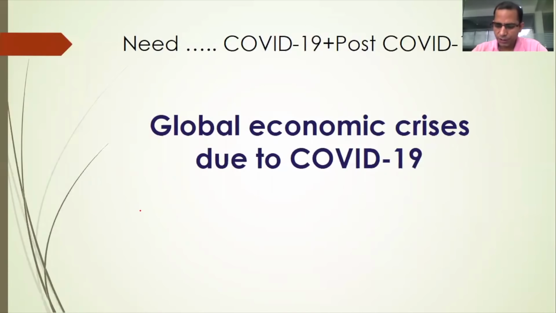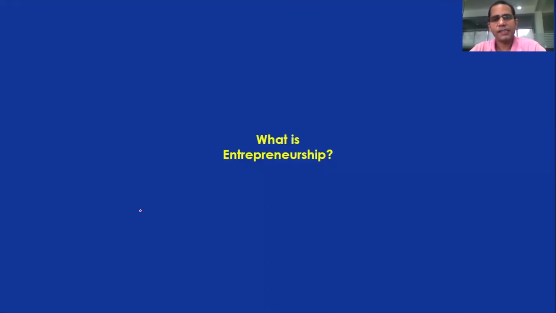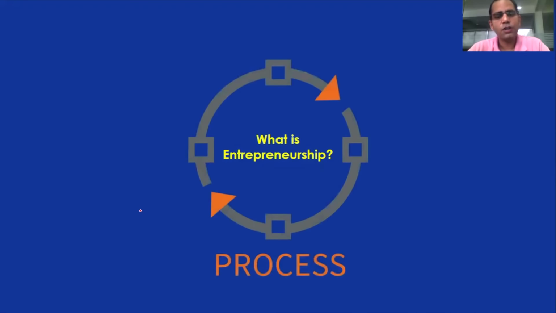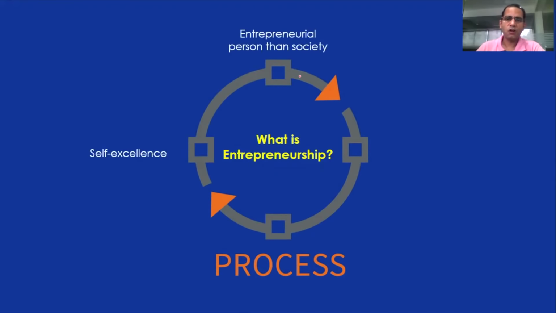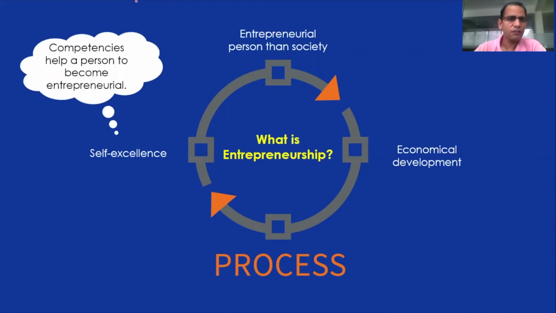Now, given the overall situation, what option do we have? This is entrepreneurship. So let's understand entrepreneurship. Entrepreneurship is a process of self-excellence, the process of building an entrepreneurial person and then an entrepreneurial society, the process of economic development. When I talk about self-excellence, it means improving the competency of a person to become self-sustainable.